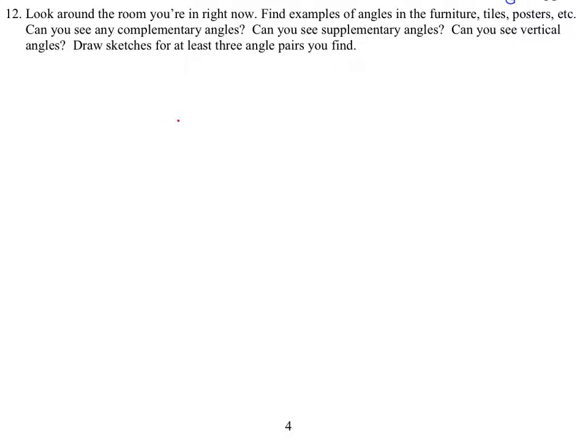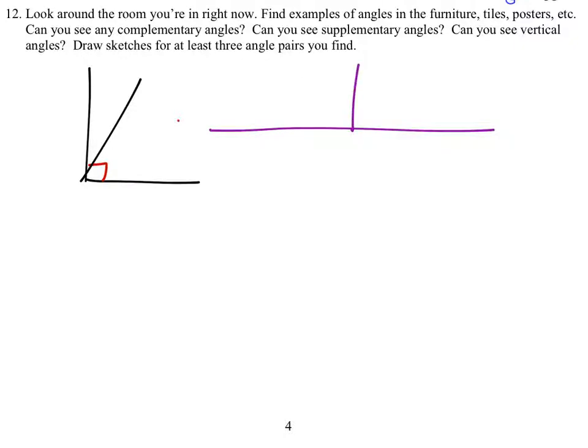Draw sketches for at least 3 angle pairs you find. This one's complementary. There's a part right there where it's a 90-degree angle, but we can see the line go through it over there in the room. And then supplementary. That's a good one. On the bricks, they're split like that, and it creates a straight line. And vertical. If we look at the ceiling tiles, we get this angle and this angle. They're right angles, actually, so those are also vertical.